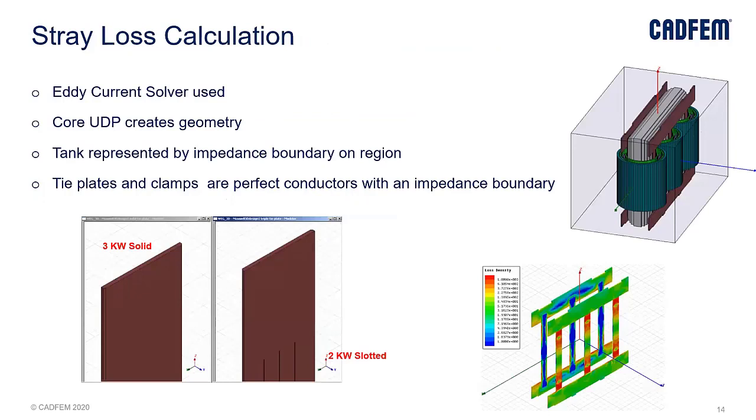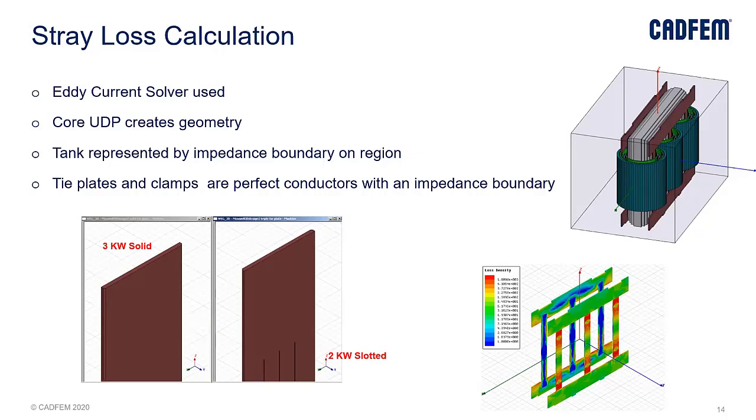So the first thing is the stray loss calculation. Many of you are very well aware of transformers, and you know how important stray loss calculation is for them. In Ansys, we use the eddy current solver, the steady state solver, which is called a fixed frequency solver, to build this kind of model. In this application, we used UDPs, user defined primitives, to build this 3-leg core transformer, and we represented the tank with impedance boundary regions.